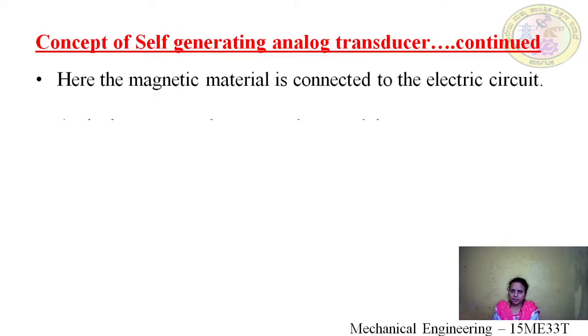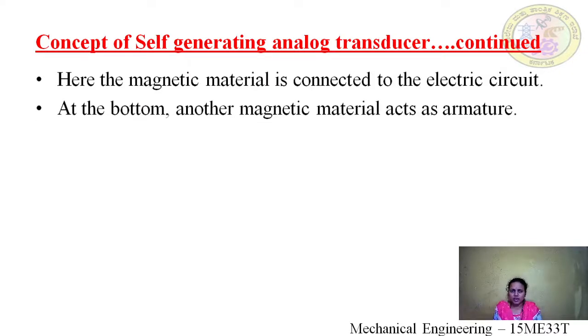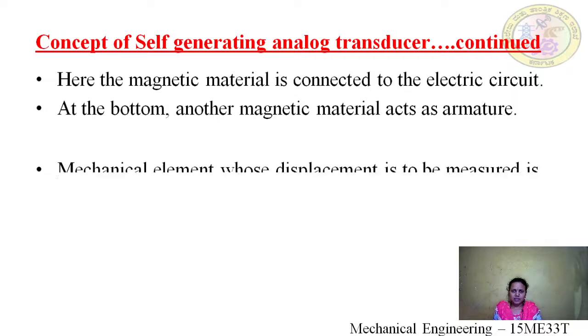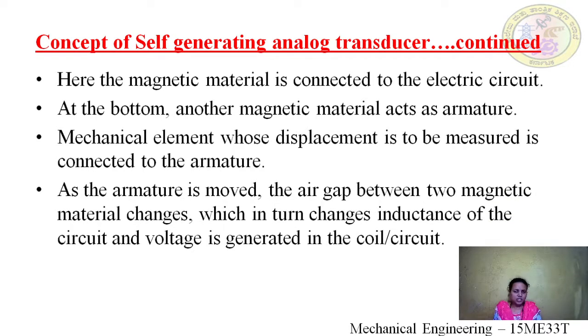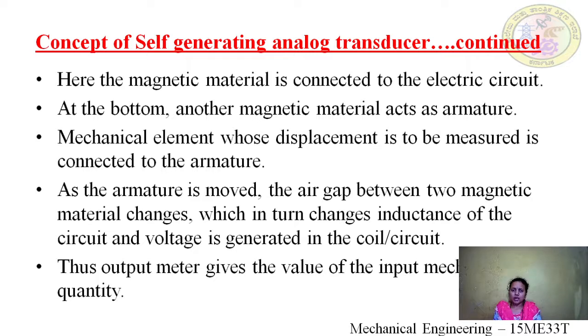As I said, it has a magnetic material connected to a circuit. At the bottom, one more magnet acts as an armature. A mechanical element whose displacement is to be measured is connected to the armature, and when the armature moves, the air gap changes. When the air gap changes, there is a change in the inductance, and that change in the inductance induces a voltage. Then the output meter will give the value of the mechanical movement. Here the mechanical movement is directly proportional to the voltage induced in the circuit.